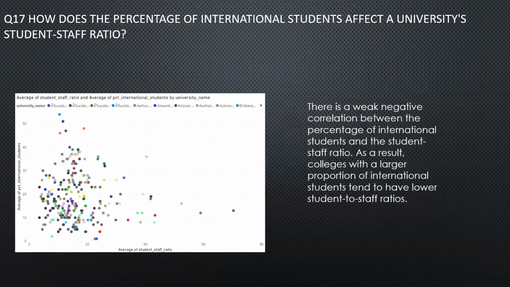Moving on to the next one, how does the percentage of international students affect the university student staff ratio? Let's look into this. The ratio of students to staff and the proportion of international students are only marginally negatively correlated. As a result, universities with a larger proportion of international students typically have lower student staff ratios. Basically, there is a weak negative correlation between the percentage of international students and the student staff ratio. So colleges with a larger proportion have lower student to staff ratios in comparison to international students.